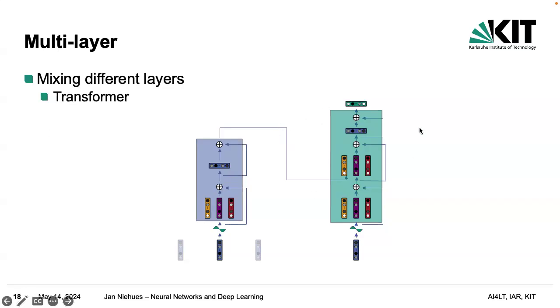The green one is a transformer layer. This should visualize a self-attention layer. This should visualize a cross-attention layer. And this should be a linear transformation.